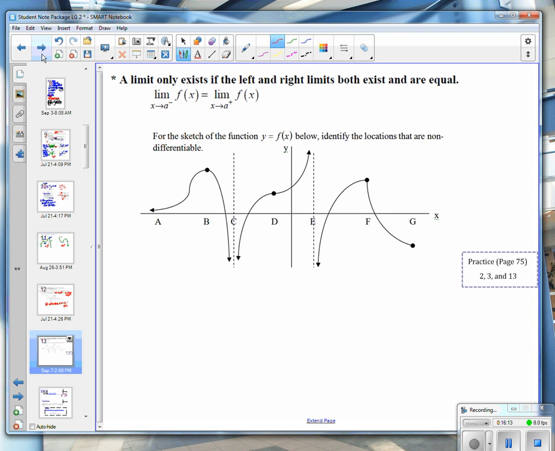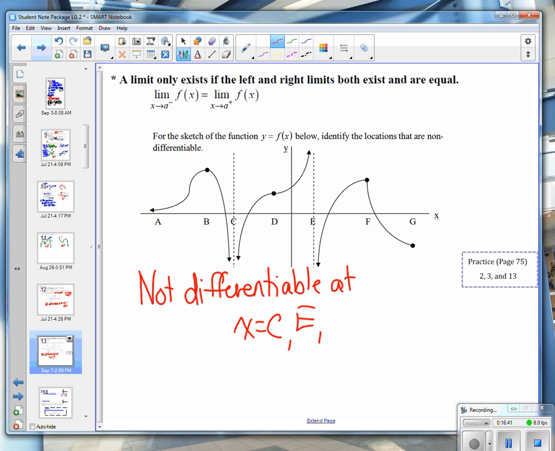The last example is literally just doing this. It's just saying, identify the locations that are non-differentiable. So go ahead and try this, pause it, and then come back. Remember, you're looking for asymptotes, cusps, endpoints. None of those are going to happen. So obviously not differentiable at x is equal to c, to e, to f, because f is that little cusp there, and g, because g is an endpoint. So go ahead, guys, practice that on page 75.